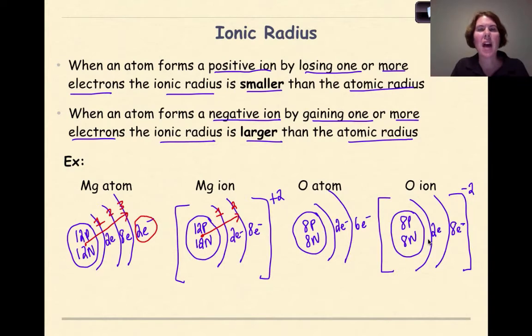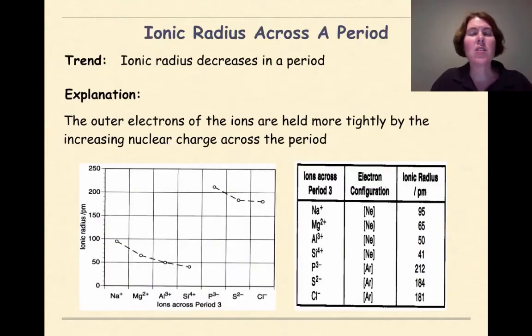Let's see some data that backs up these trends. Let's look at the trend of ionic radius across a period. The trend is the ionic radius will decrease in a period. And the interesting thing about talking about ionic radius and trends and atomic radius and trends is that basically they're the same. So let's look at the explanation that backs up this trend. The outer electrons of the ions are held more tightly by increasing nuclear charge across the period.